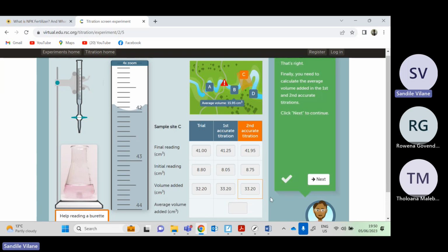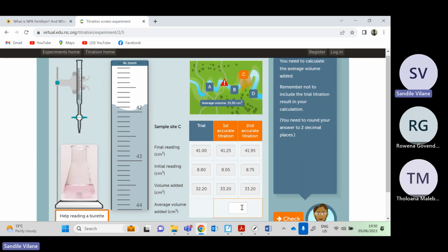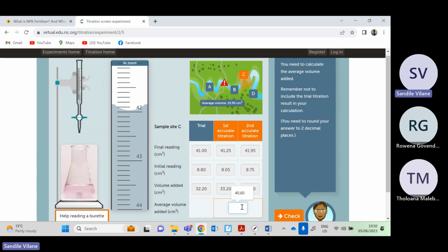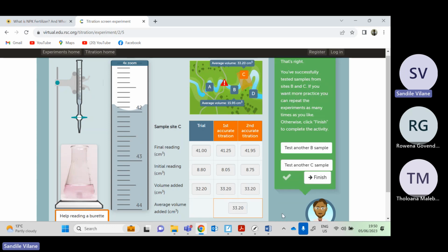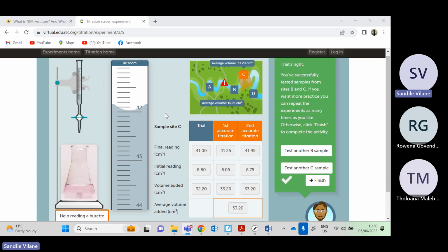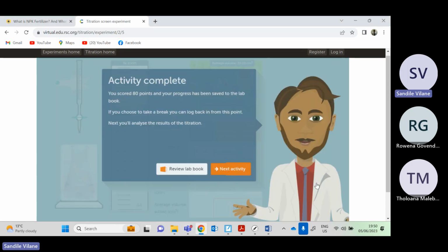Good. And then we calculate the average again. It's going to be the same thing, 33.20. Right. That's right. If you want more practice, okay, then we are done.